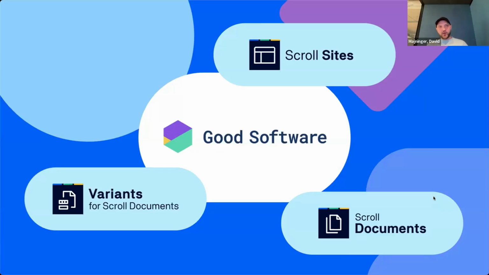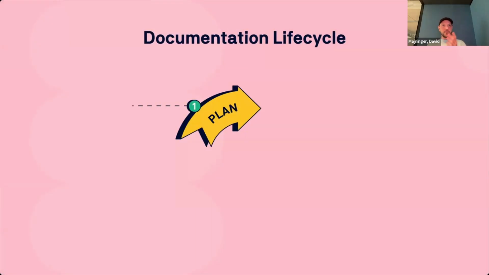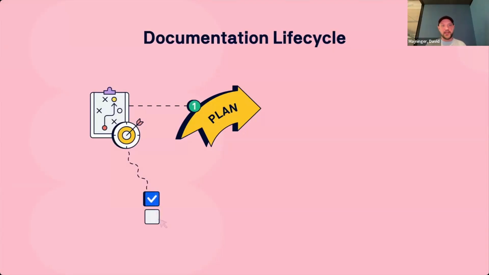And yeah, we're going to be using the same apps, Confluence Cloud, obviously, as the basis, and then Scroll Sites, Scroll Documents, and its variants extension. So with that, let's go with the first stage, starting with the planning phase.